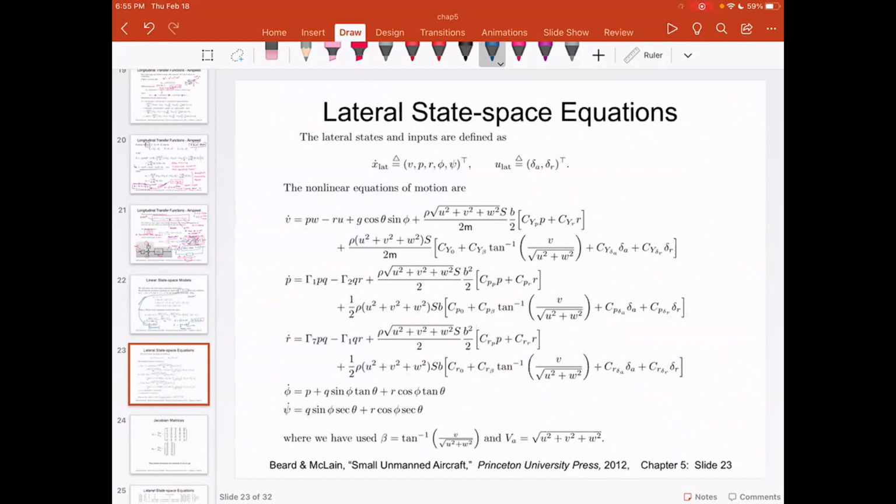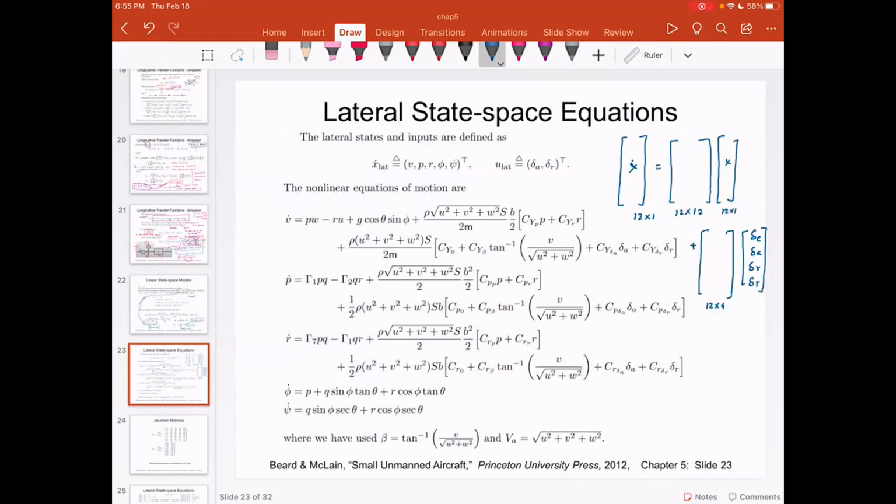And here is something else I want to talk about. Even though these equations are, if you think about states, you have 12 states, 12 rows, 1 column. You have a matrix 12 by 12. You have x, this is x dot, 12 rows, 1 column, plus you have B, 12 by 4, and then you have your delta E, delta A, delta R, and delta T. Now, this is what we are trying to achieve.